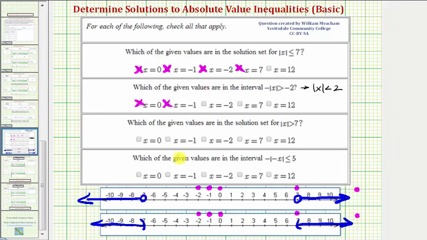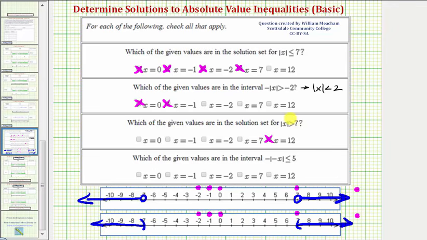Checking our values, x equals 0 is not in the solution set. Neither is x equals negative 1 or negative 2. Now x equals 7. These endpoints are not included in the interval, so 7 is not in the solution set. Notice how 12 on the far right is, so only 12 is in the solution set to our absolute value inequality.